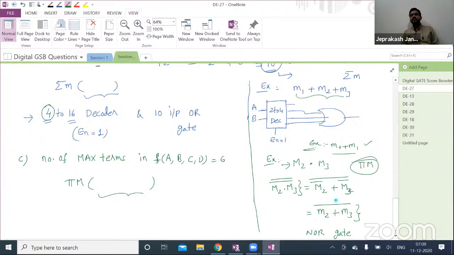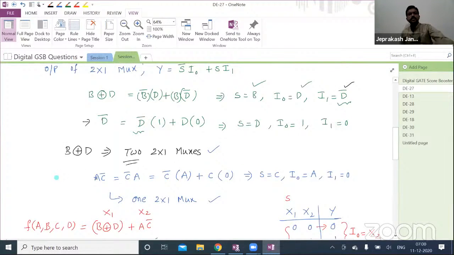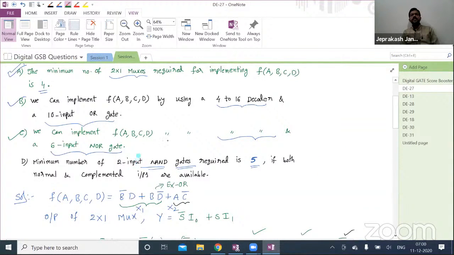So you will follow the same approach. Here you require a NOR gate, a 6 input NOR gate, and the same 4 to 16 decoder. For the 4 to 16 decoder, you will keep enable equal to 1, and outputs will be min terms. Whatever the respective min terms you get, you will pass through the NOR gate. The number of inputs required for the NOR gate is 6. So option C is also correct, right? We can implement f of ABCD by using 4 to 16 decoder and 6 input NOR gate.